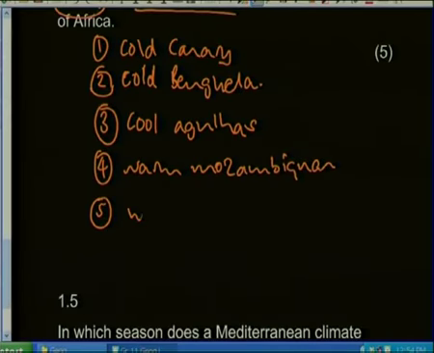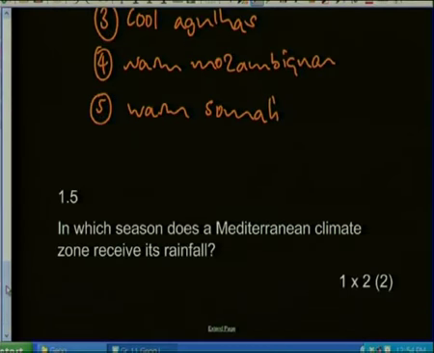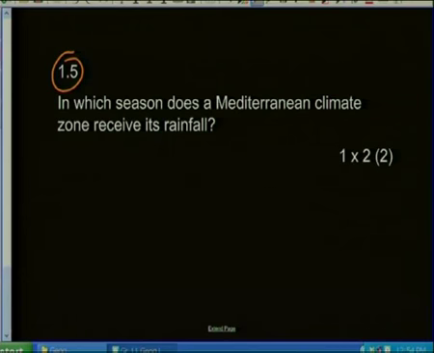And then finally the very warm Somali current, which runs there by the Horn of Africa, that brings warm water from the equator as well. Question 1.5, in which season does a Mediterranean climate zone receive its rainfall? Now the word Mediterranean there and rainfall should immediately tell you that we are looking for a winter rainfall type of climate. So you get 2 marks for question 1.5.